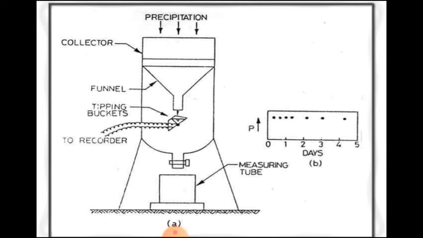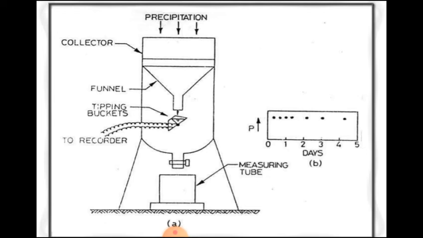The data obtained from the recording rain gauges can be displayed in the form of hyetographs or mass curves. Now a hyetograph is a plot of time versus intensity. Intensity of rainfall is typically expressed in terms of millimeters per hour, sometimes in centimeters per hour.